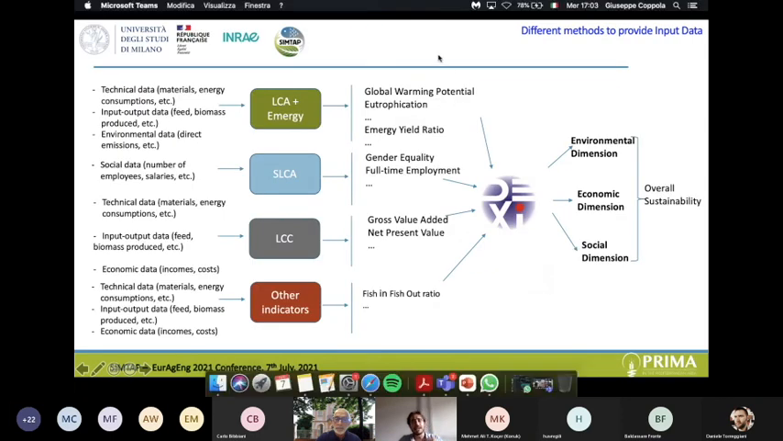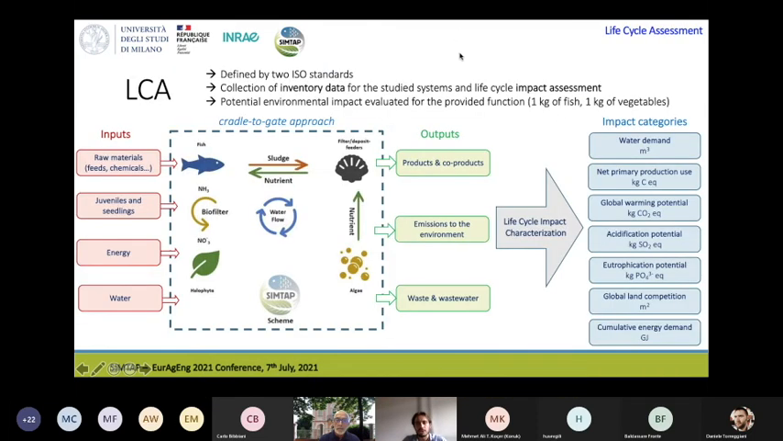So, as I said, some of the inventory data collected through the template will be processed with four methodologies, with four kinds of analysis, in order to obtain other input data. These four kinds of analysis are life cycle assessment and energy accounting for the environmental dimension, the social life cycle assessment for the social dimension, and the life cycle cost assessment for the economic dimension. In the next slide, I'm going to describe each of these four methodologies.